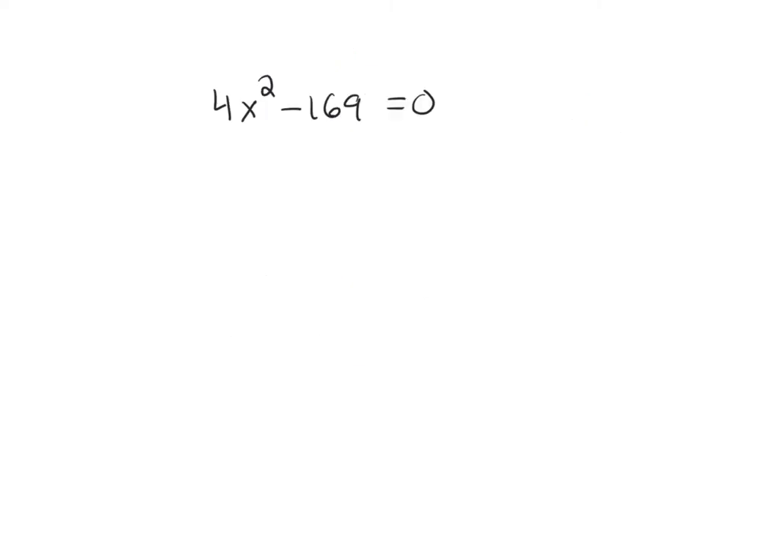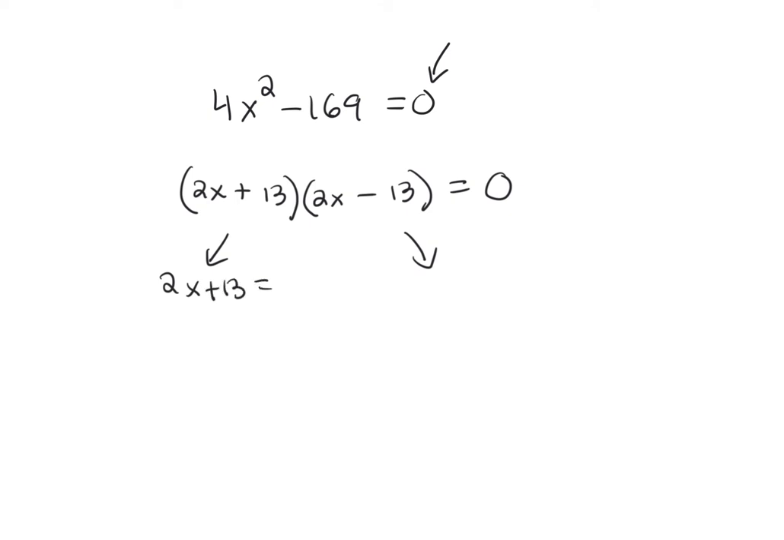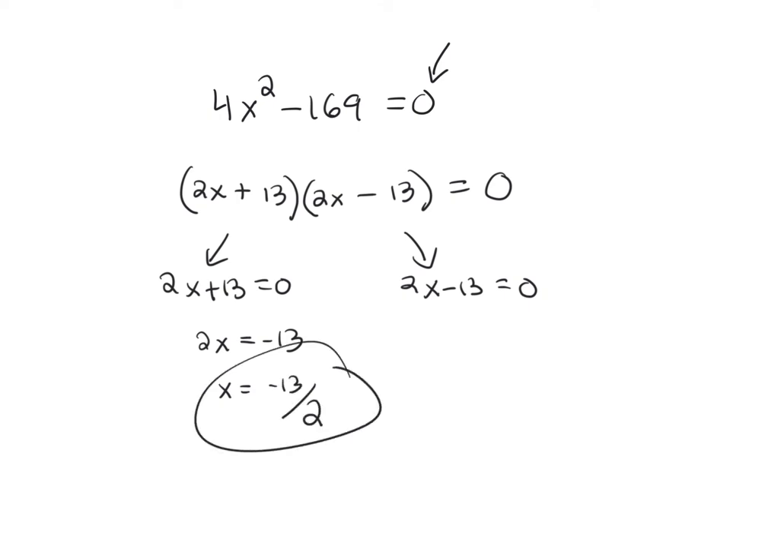Okay, solve by factoring. It needs to be set equal to 0. This one already is, so that's nice. All right, we need to factor this. Well, that's the difference of two squares. So if you remember, this will go down to 2x and 2x. This, you square root, you get 13. One is positive, one is minus. So break them apart. 2x plus 13 equals 0. 2x minus 13 equals 0. Solve them. So this one, 2x equals negative 13. So x equals negative 13 halves. And then 2x equals, add 13 to the other side, divide by 2.